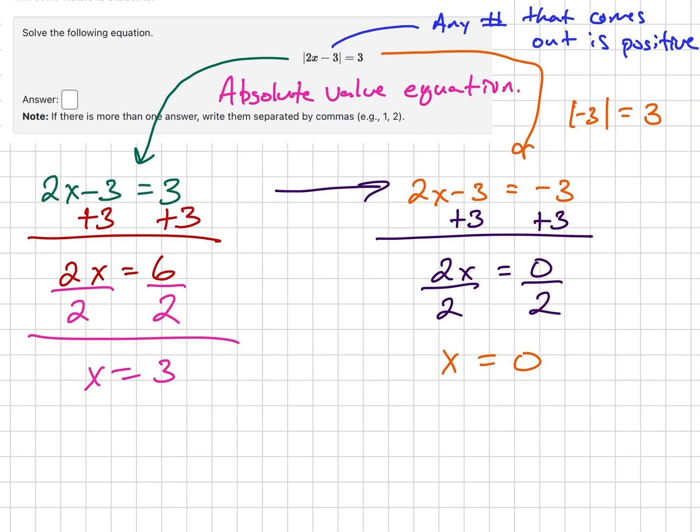And note, that's what it says, right? If there is more than one answer, write them separated by commas. Example 1, comma 2. So let's write down my two solutions separated by a comma. So x is equal to 3, comma 0. In this case, I just want you, for this program, to write it as 3, comma 0. But that's our solution for that.